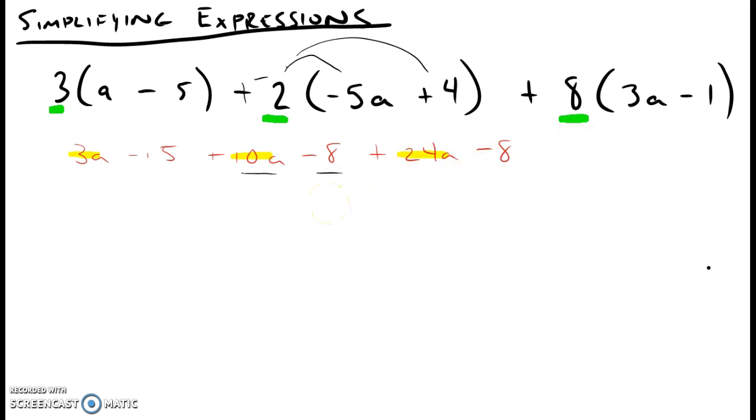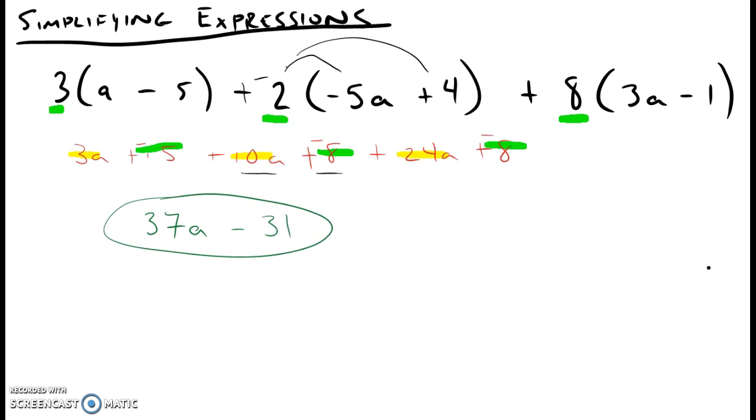Now combine like terms. I'm going to combine the a terms first. Now I'm going to combine my numbers, and I'm going to remember that subtracting the positive is the same as adding a negative. Now combine the green terms, and there's the solution.